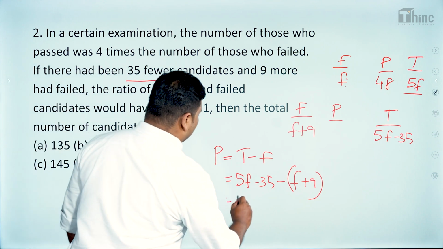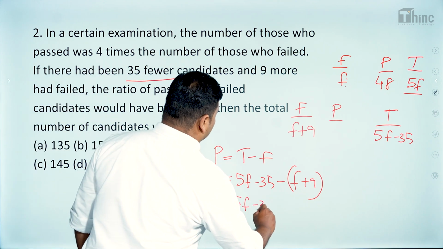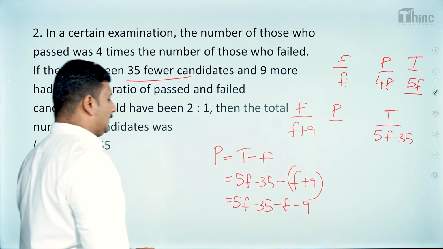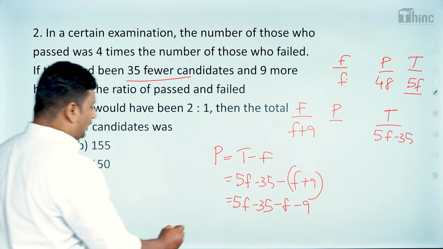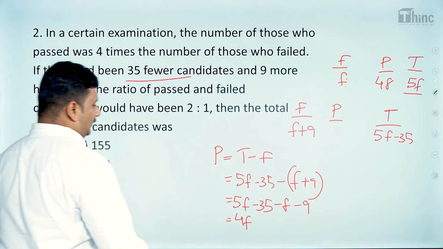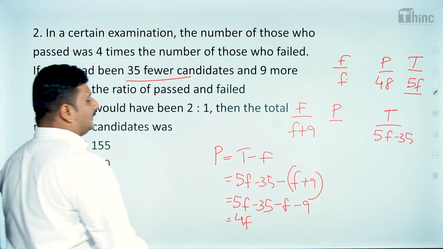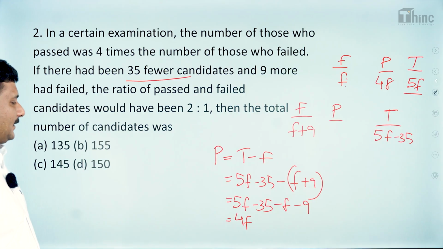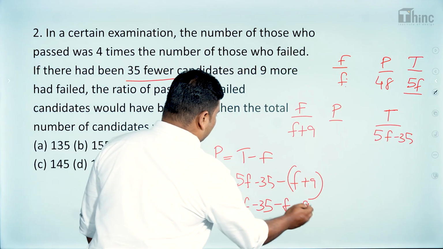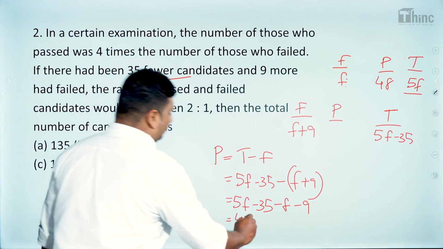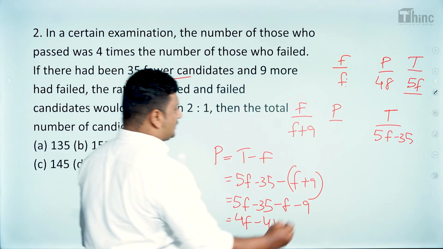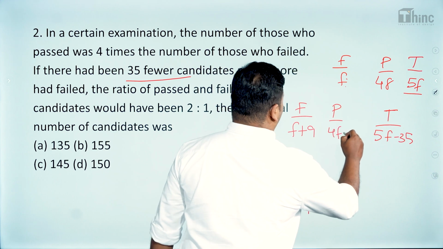So when we do this, what will we get? 5F minus 35 minus F minus 9. So what is 5F minus F? That is 4F. What is minus 35 minus 9? 35 plus 9 will be 44, right? Since they are minus, we have to add and put a minus sign. So minus 44. So those who passed now is 4F minus 44.